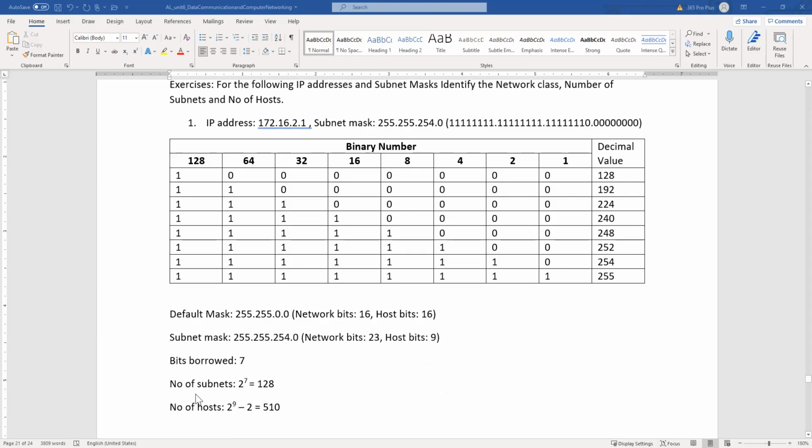To identify the number of subnets, we have 2 to the power of bits borrowed. In our case, it's 128. Then the remaining 9 bits are host bits. So the number of hosts is 2 to the power 9 minus 2, which is 512 minus 2, or 510. Right. Okay.